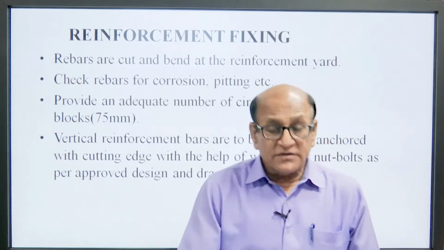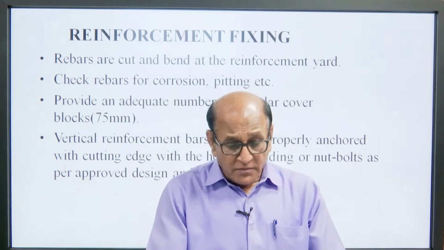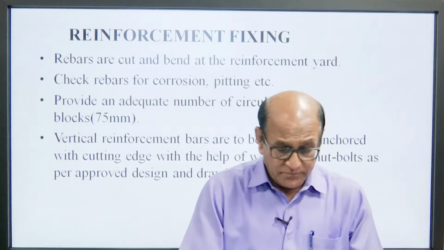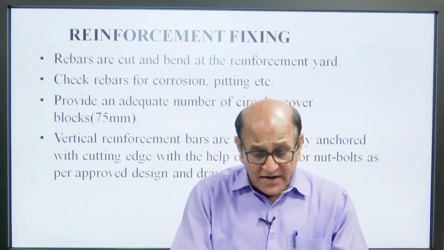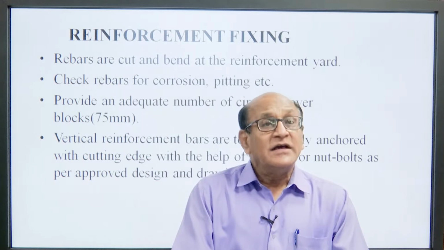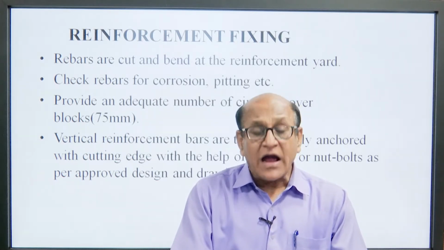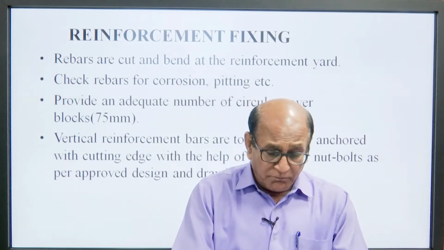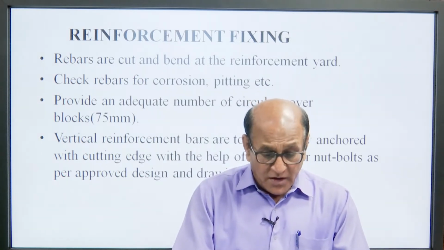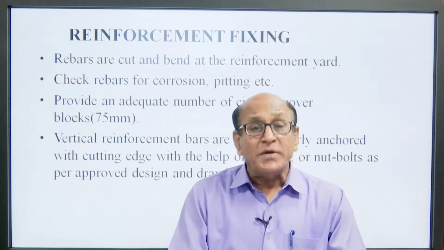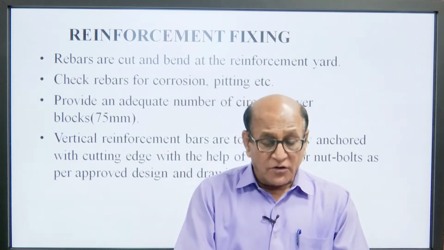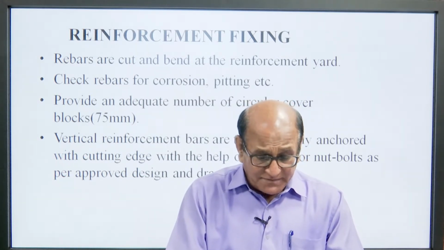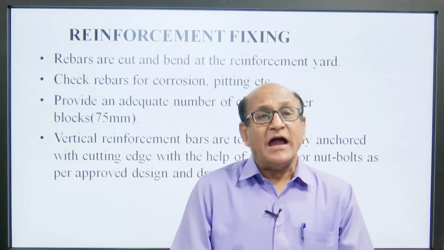Now, the next is reinforcement fixing. Rebars are cut and bent at the reinforcement yard. Check rebars for corrosion and pitting. Provide adequate number of circular cover blocks of 75 mm. Vertical reinforcement bars are to be properly anchored with the cutting edge with the help of welding or nut bolt as per approved design and drawing.